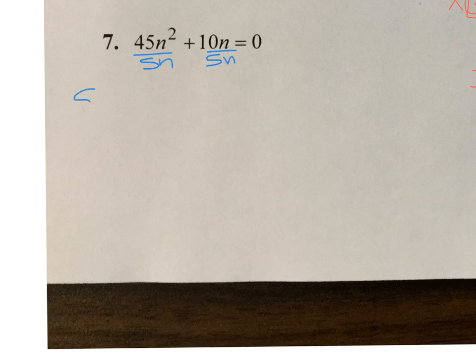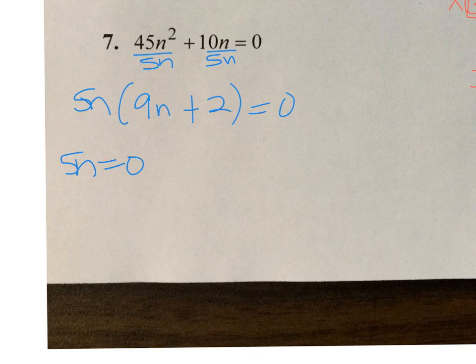So if I take out a 5n, then on the first term I'm going to have 9n left, because 5n times 9n is 45n squared. And on the second part, 10 divided by 5 is 2, but the n's are going to cancel out, equals 0. Well, that ended up nice. So basically all I have to do now is set each piece equal to 0. 5n equals 0, 9n plus 2 equals 0, and find my two solutions.